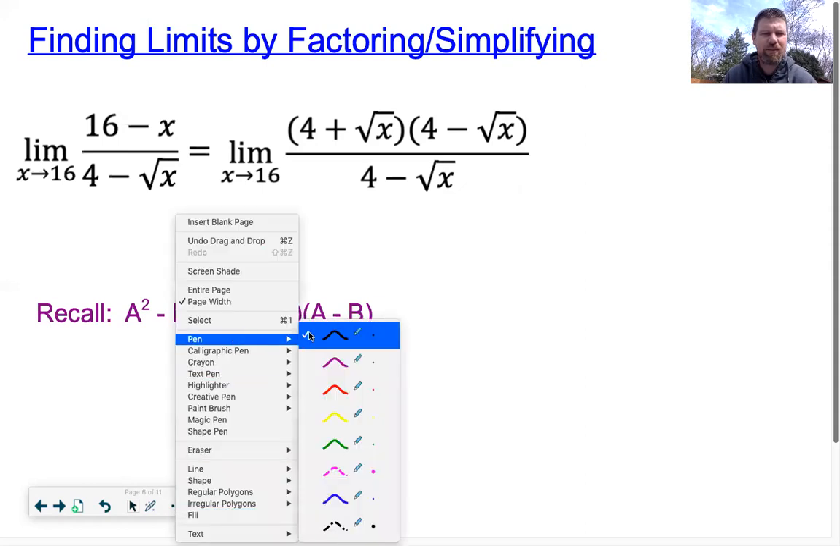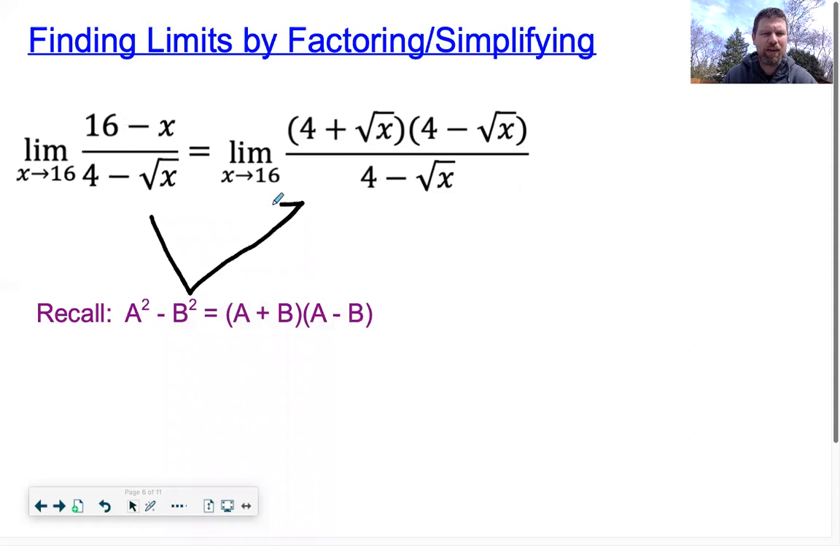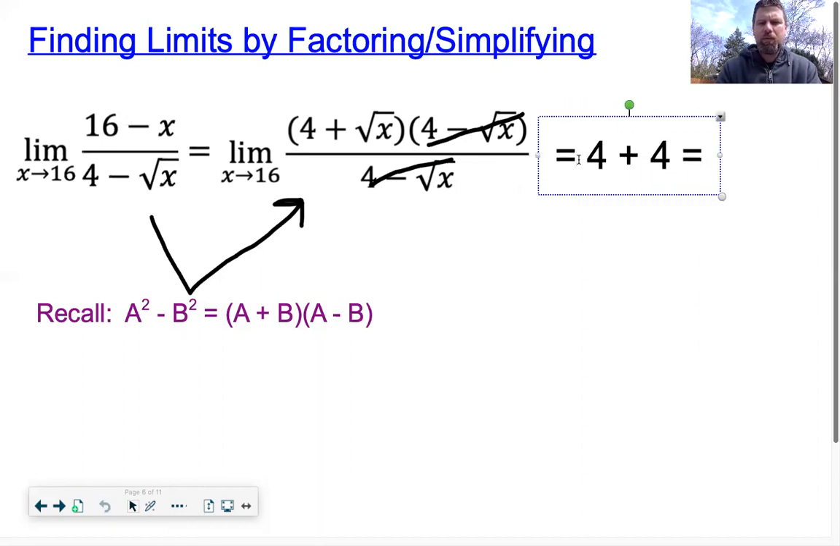So let's actually do this. Let's say because of this, I can do that. Factoring can make our lives a lot better, of course, because now I've got a 4 minus square root of x on top. I've got a 4 minus square root of x on bottom. Those cancel out with each other. And then I can say, hey, well, the limit as x approaches 16, I can now plug that 16 in. If I do that, I end up with 4 plus the square root of 16, which is really just 4 plus 4, which is 8. So my limit as x approaches 16 of this function ends up being 8.